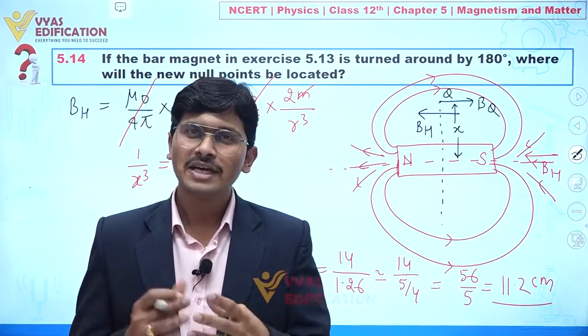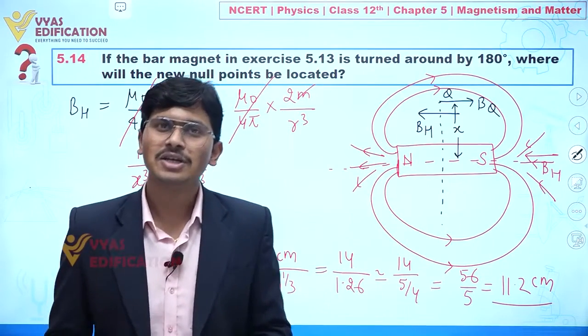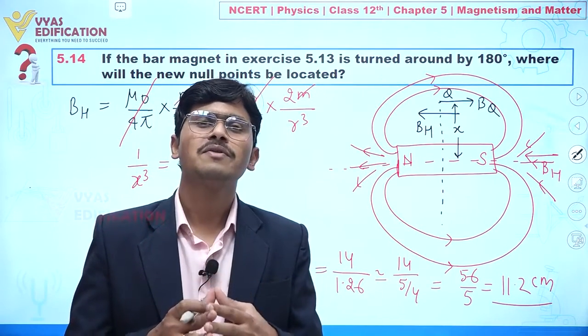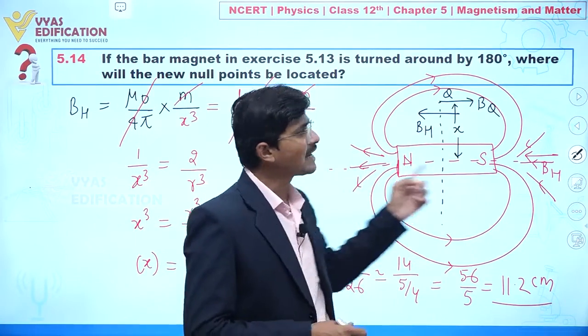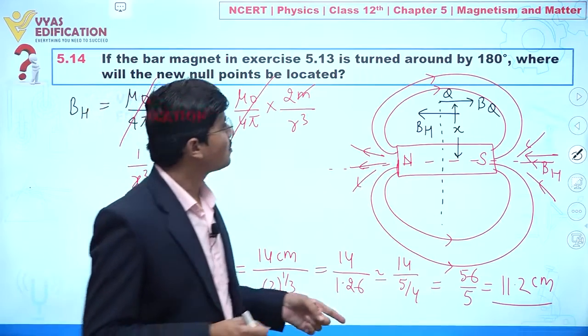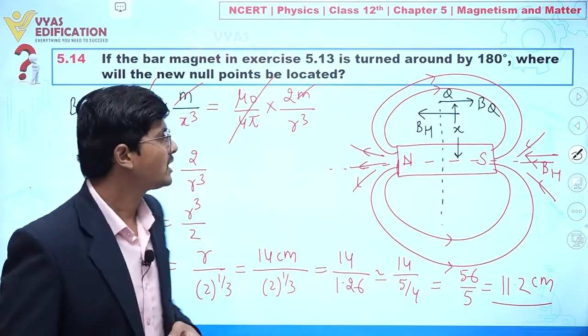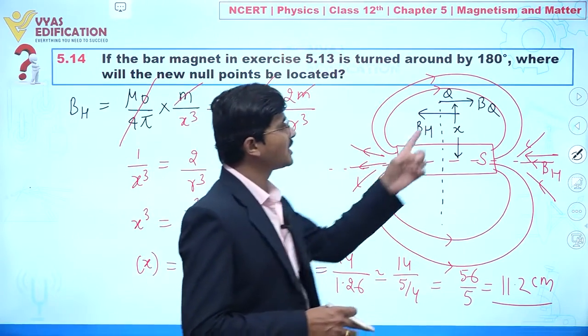Because we can say here, in this situation, magnetic lines of force are actually increasing the net magnetic field at the axial position, clear? But the magnetic field lines at the equatorial position are opposing the magnetic field due to the earth, clear? So we can see here, that's why we are getting a null point at this position, clear?